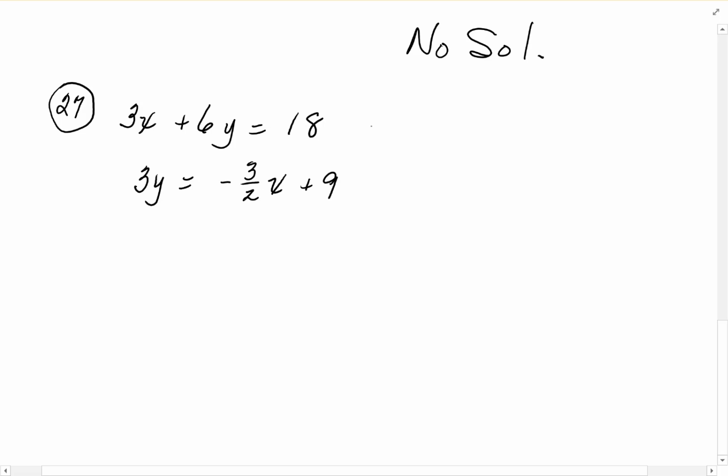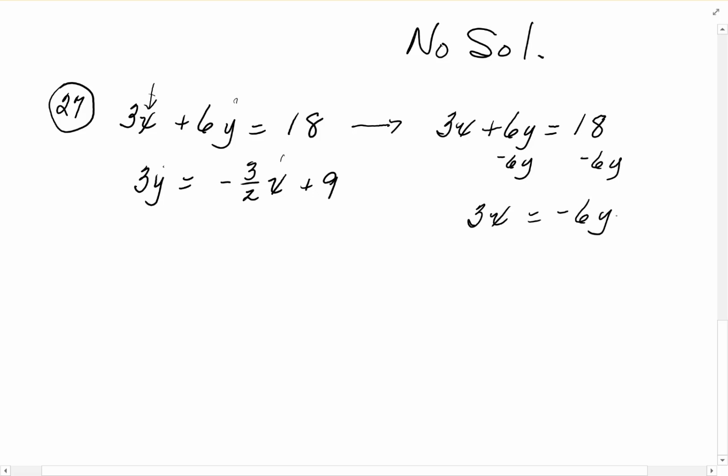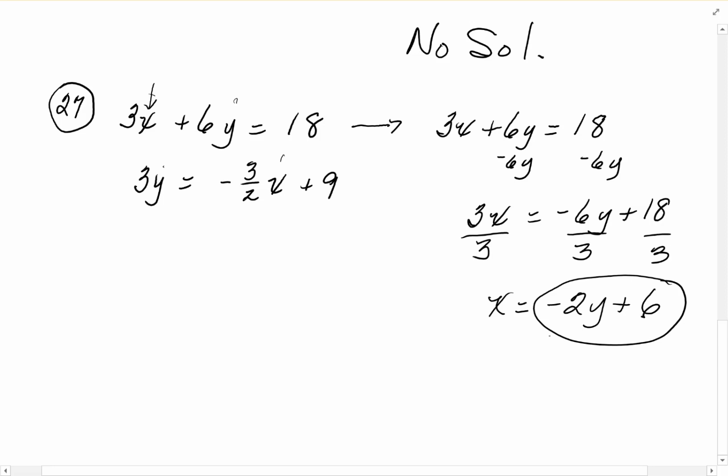Now, it's not real pretty to solve for any one of these 4 variables, but I think I'm going to solve for this x. So I take this equation, 3x plus 6y is 18. Subtract the 6y. I have 3x is equal to negative 6y plus 18. Divide by 3. And I have x is equal to negative 2y plus 6. Not that bad. Take that. Let's put it in the place of x in the other equation.